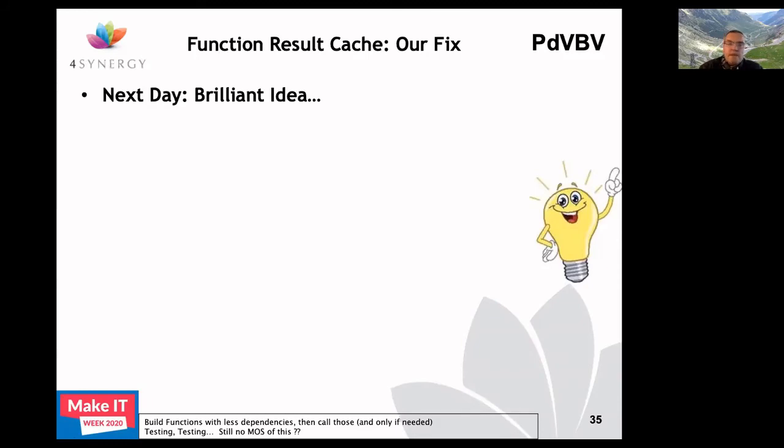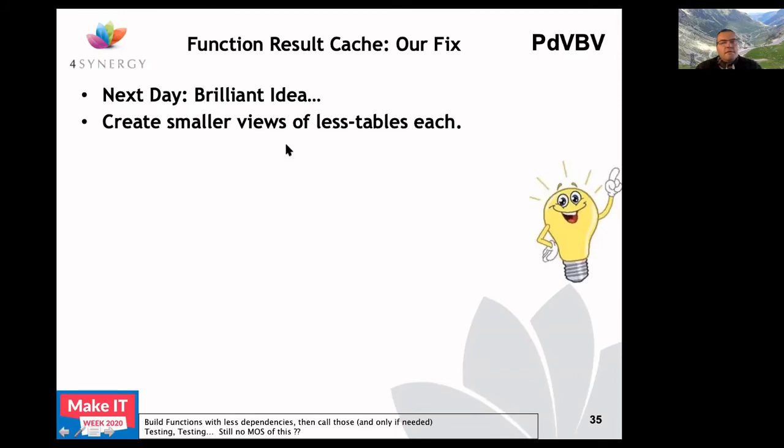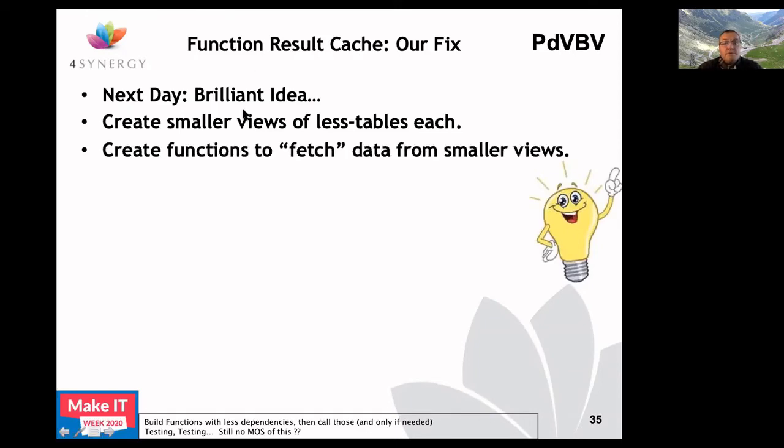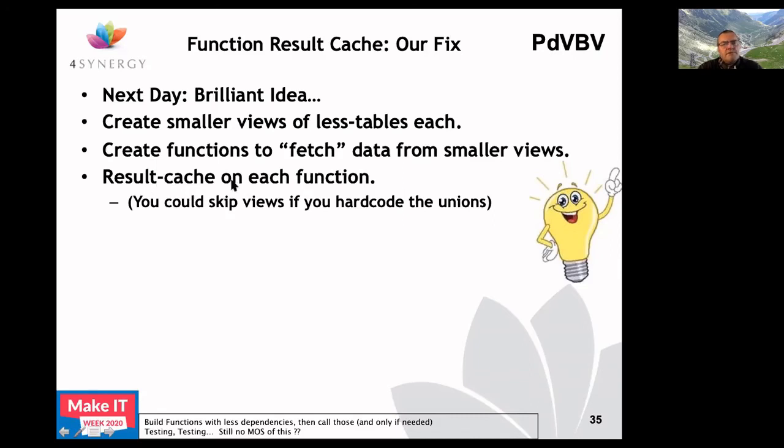So what to do? One day, Peter came into the office and said, maybe I got something. So we need less dependencies. We need functions with fewer than n dependent objects below them. So we need to make more and smaller functions. Why don't we start with smaller views? And then we create small views of less than n tables each, and we create functions to fetch from the smaller views. So those functions then end up with less than n dependencies, small functions. And we can have result cache on those functions because they only have n minus 2 dependencies.